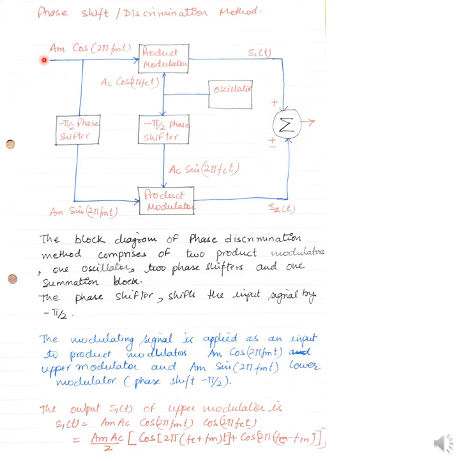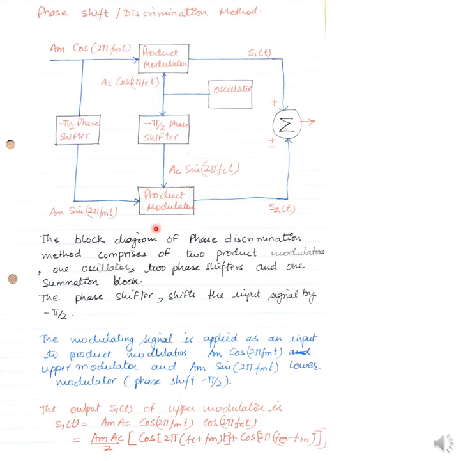So what happens is that you apply one signal to this product modulator, and on the other side you provide a minus pi by 2 phase shift, and you generate another signal, which is Am sin 2 pi fm t. These signals are applied to the product modulators, and the local oscillator generates a signal Ac cos 2 pi fc t, meaning your carrier is generated, which is passed through this phase shifter, and then it generates another signal Ac sin 2 pi fc t, which goes to the other product modulator.